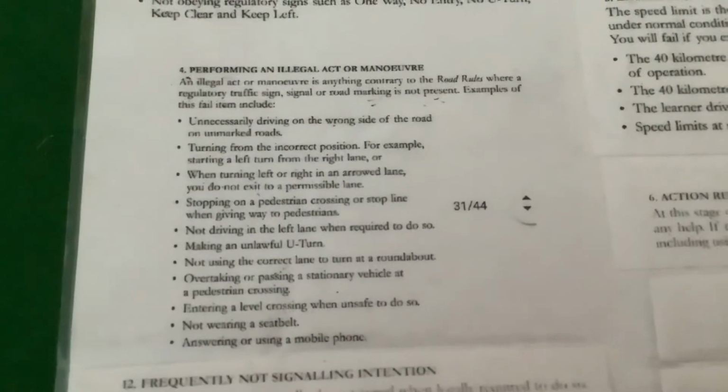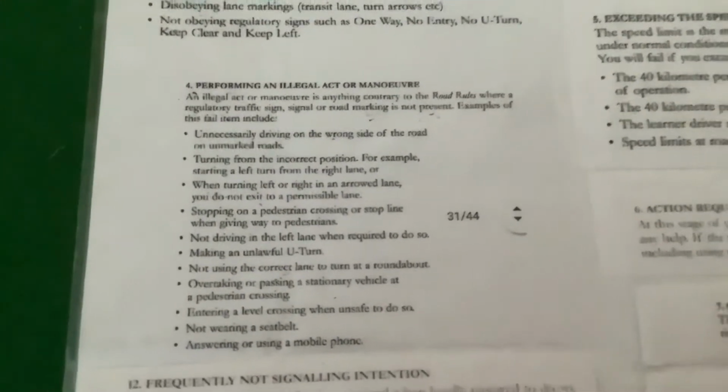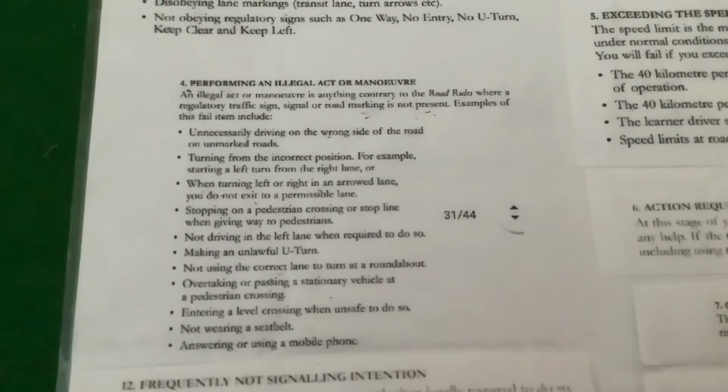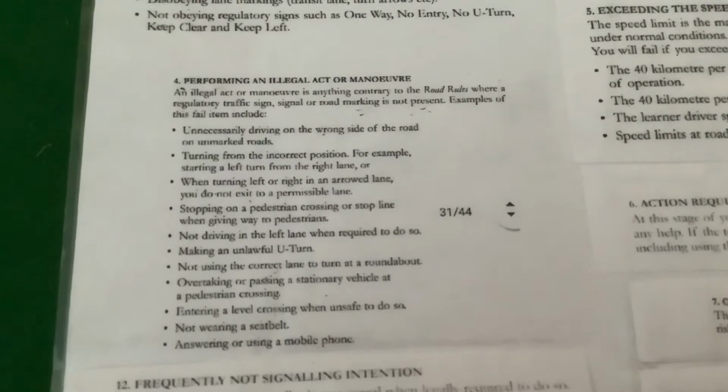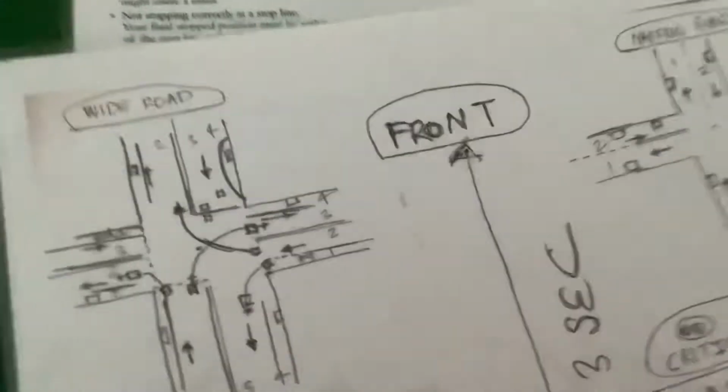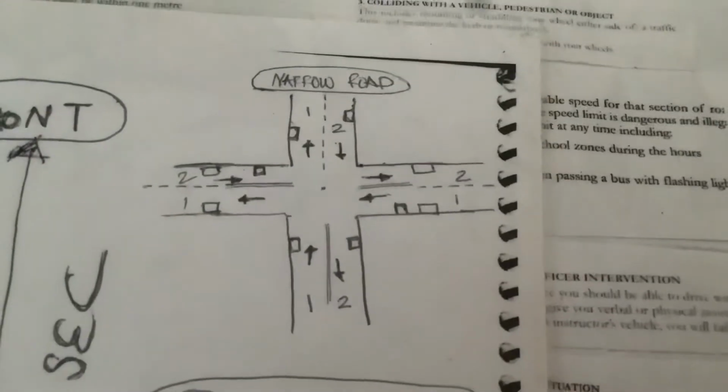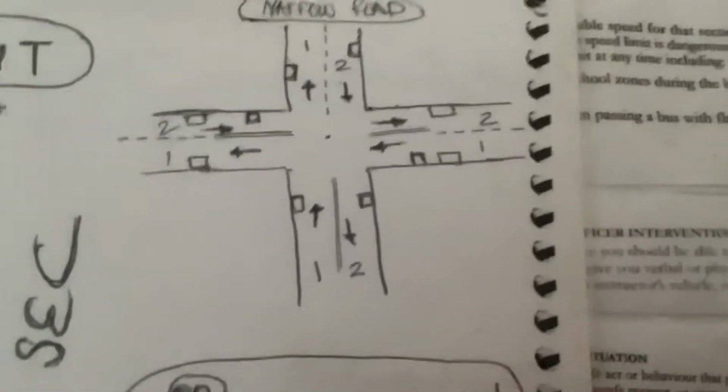F4. Performing an illegal act or maneuver, such as unnecessarily driving on the wrong side of the road. For example, your street.